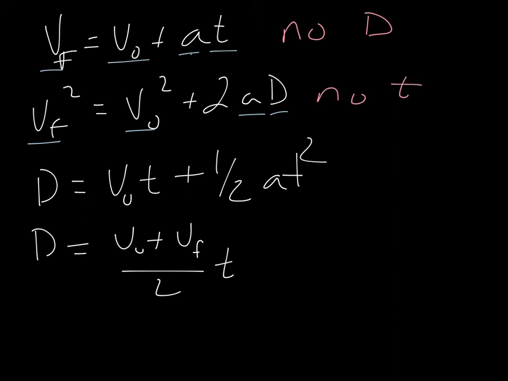This one's missing a term for final velocity. This one is missing a term for acceleration. And hopefully you can see that. This is the most important thing here, that you see each equation has four knowns and one unknown. So moving on to a new page.